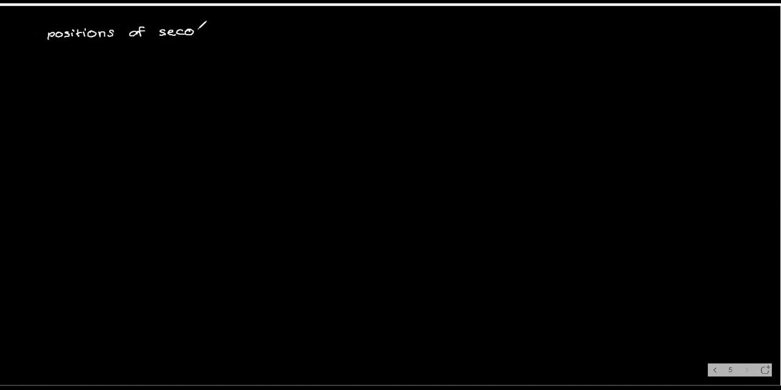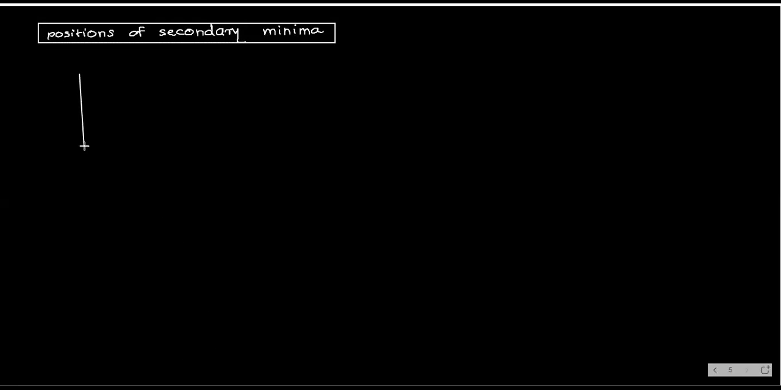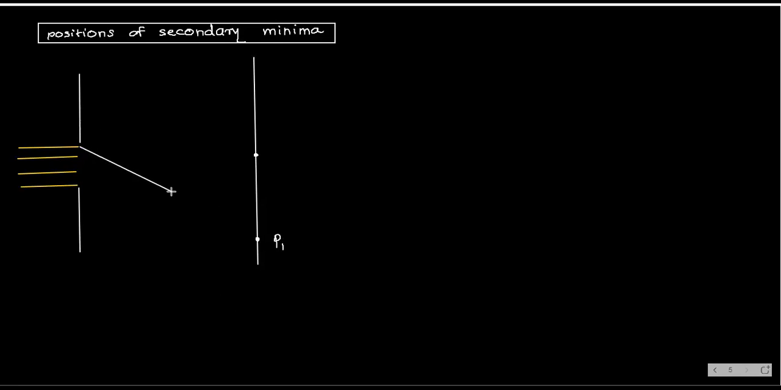Positions of secondary minima. Again, I'm taking this slit, and these are the rays which are incident parallel. And now here is a screen. You can see this is a screen. As usual, this is your bright spot, midpoint. And now I'm taking point P1 here because these rays are going to reach here also.